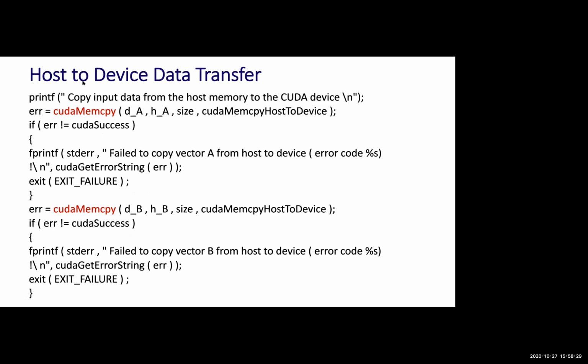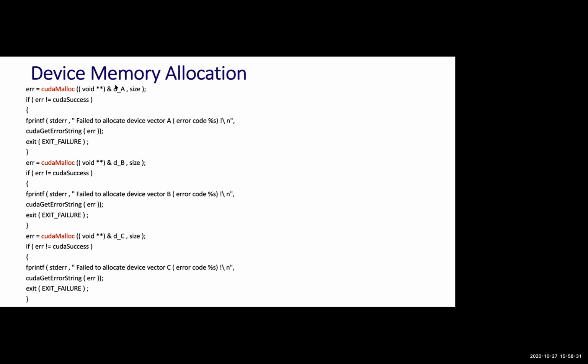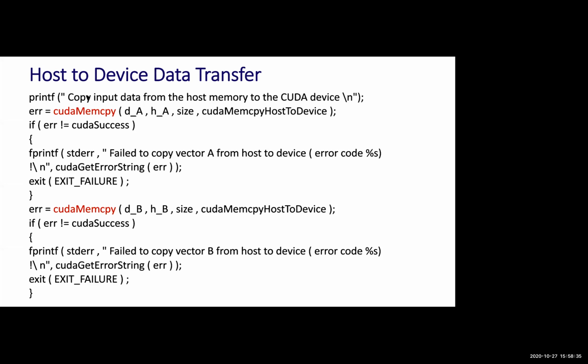And so once you allocate the memory in the GPU, you need to pass the data from CPU to GPU, right? So this function will do that. This function call works with a device array and a host array, and it will copy the data from CPU to the GPU.